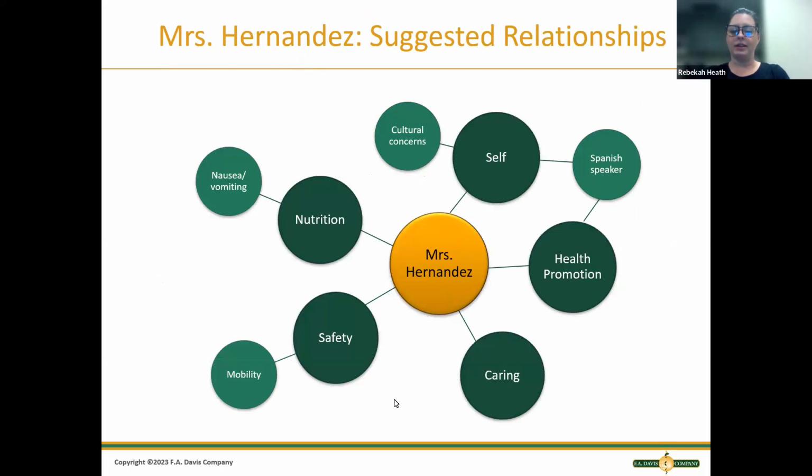We have Mrs. Hernandez. These dark green circles talk about the nursing care that she needs or nursing concepts. So nutrition is identified as one. That's because she has nausea and vomiting. That's an assessment piece, right? What other things could we put in there?